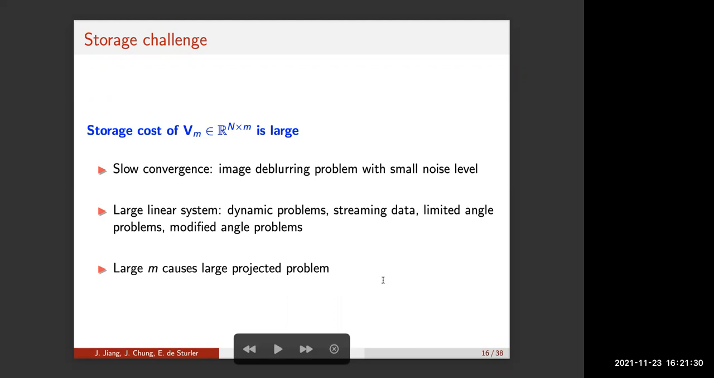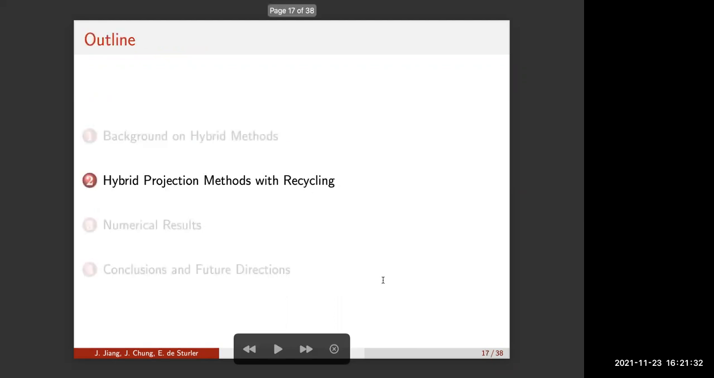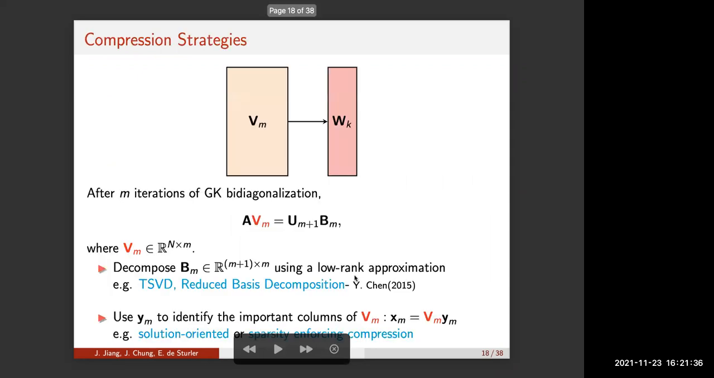To address this issue, we propose a hybrid method with recycling. The idea of our proposed method is, since saving V_m is very expensive, we want to compress V_m to W_k. So here we want to reduce the columns of V_m.